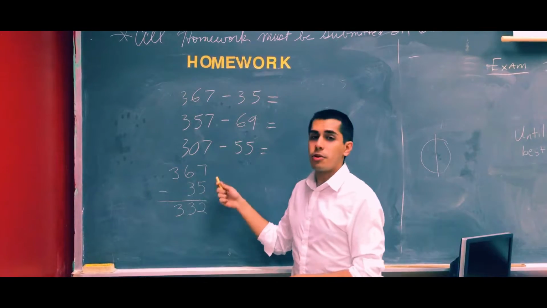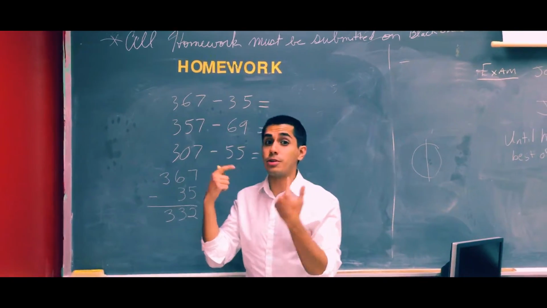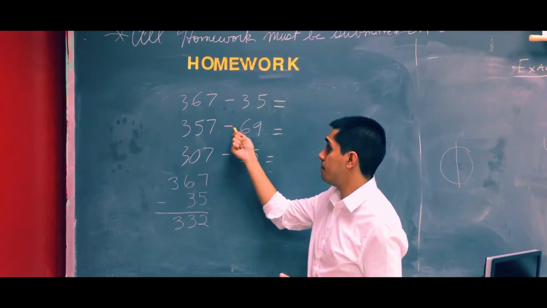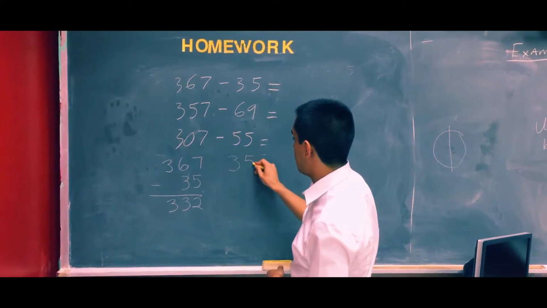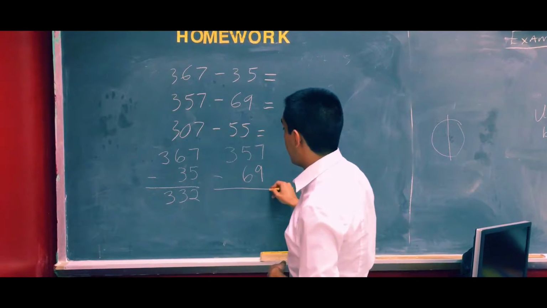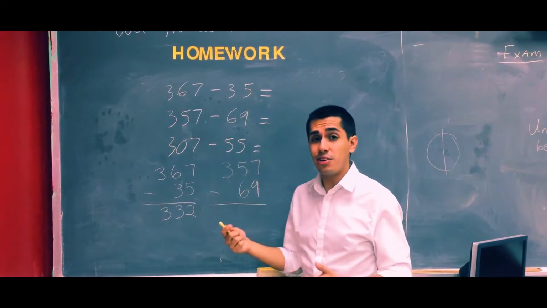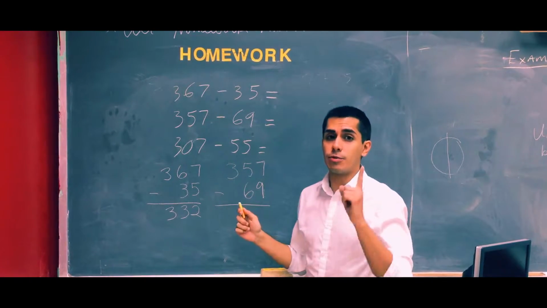Again, even when you don't need to borrow, you want to get into the habit of asking them so that they'll know what to do when they do need to borrow. Like with the second example, 357 minus 69. So again, make sure you set it up correctly, lining up your place values. And if they're already in the habit, then they'll know to ask 7 minus 9. Can you do that? Well, no, because the bigger number is on the bottom, so you have to borrow.